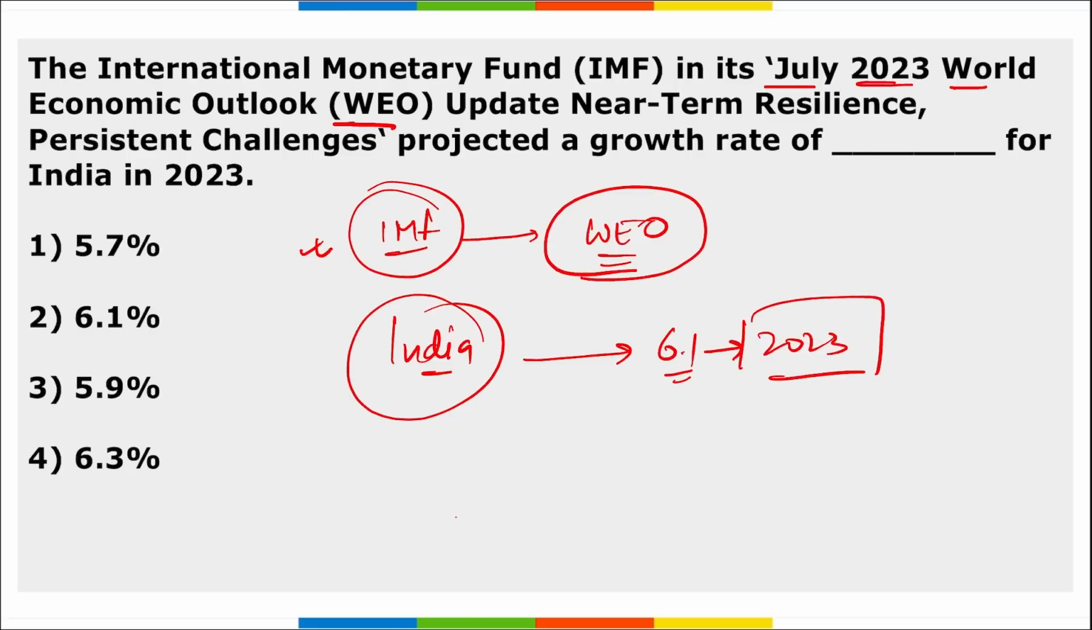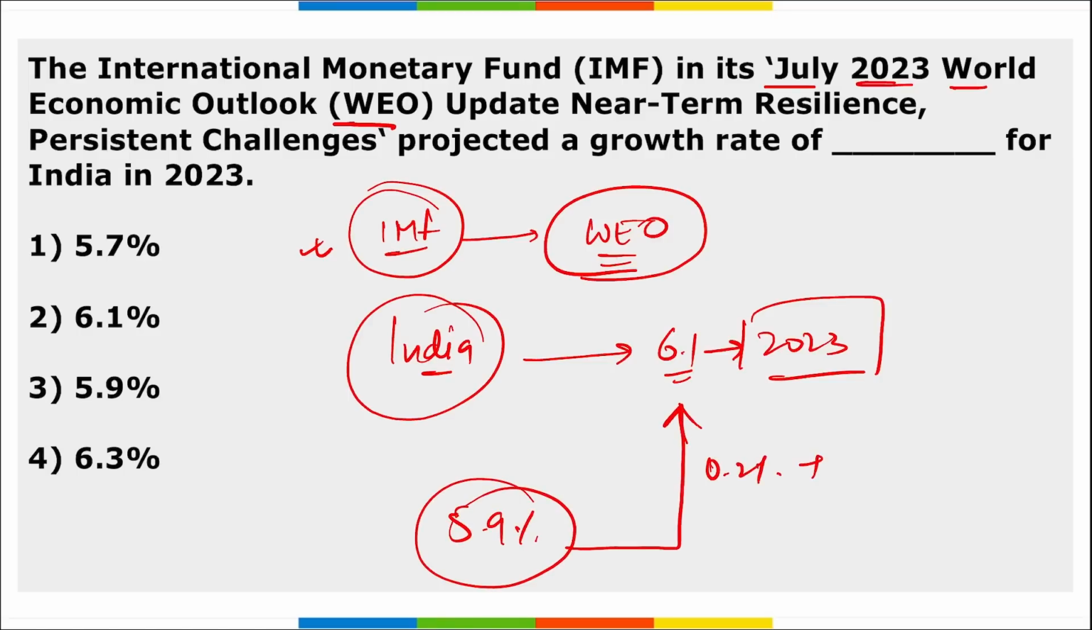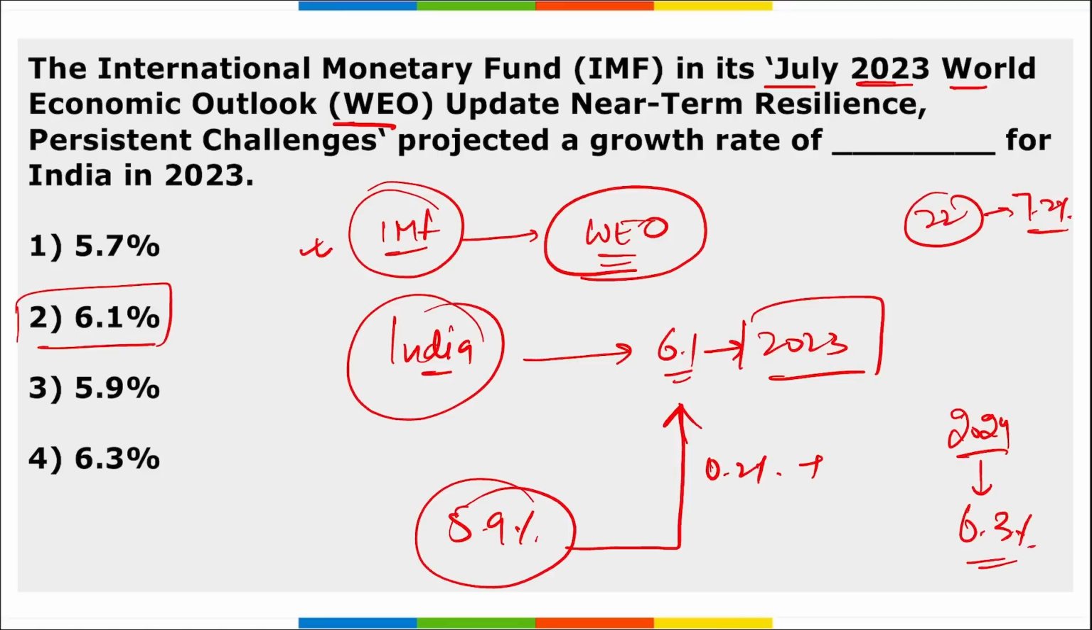Right? Next thing, remember earlier in April they projected that India will be growing by 5.9%, and this is an increase of 0.2% here. Next, remember they projected that for the year 2024 India will be growing by 6.3%, and in 2022 India grew by 7.2%. So the right option here is option 2, 6.1%.